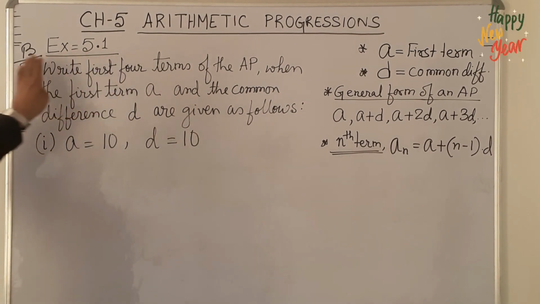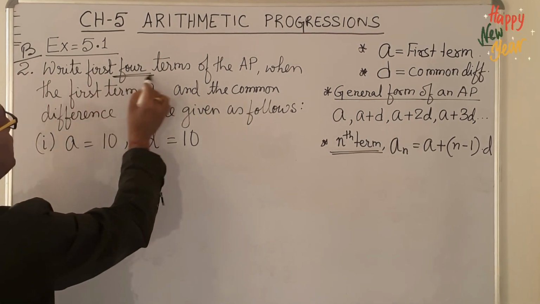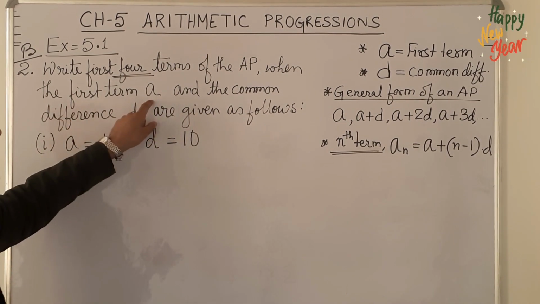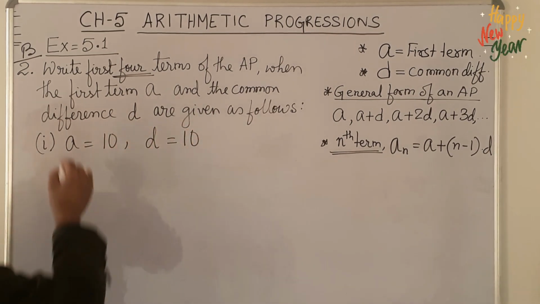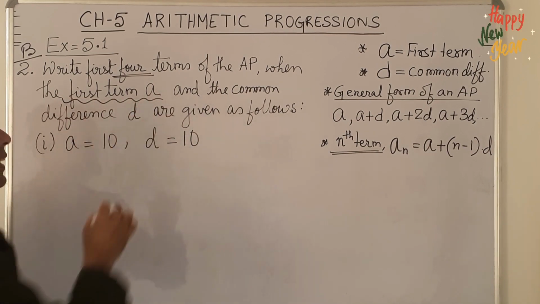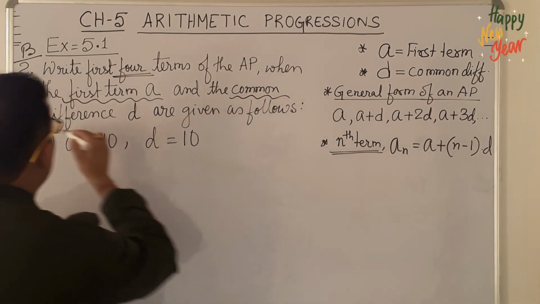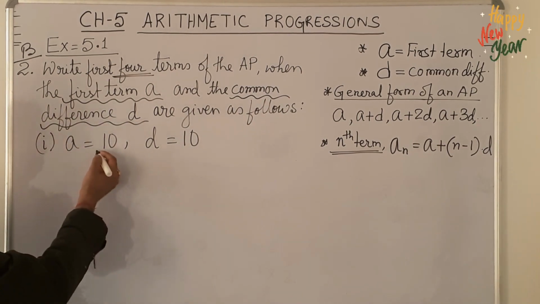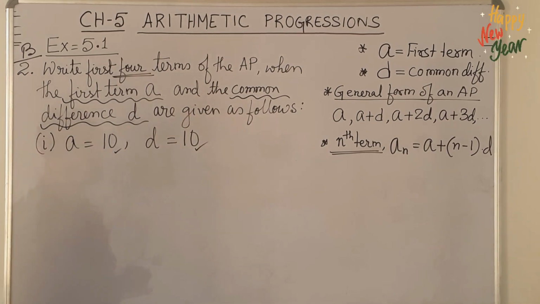Exercise 5.1, question number B2. Write the first 4 terms of an AP, when the first term A and the common difference D are given as follows. That means the first term A is given to you, and the common difference is also given to you. See, Roman 1: A is 10, D is 10.